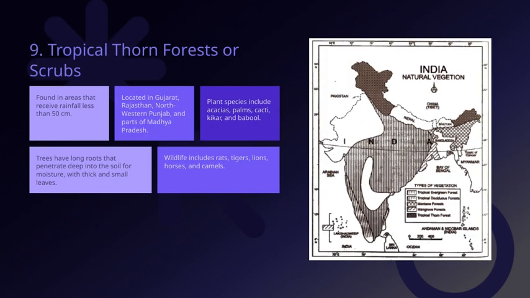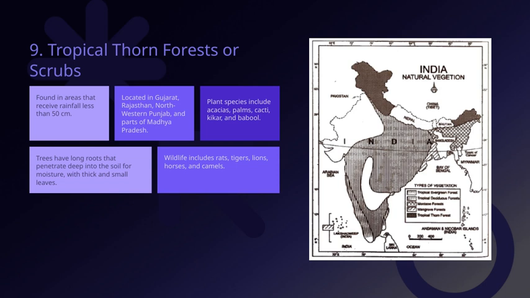Tropical thorn forests or scrubs are found in areas that receive less than 50 centimeters of rainfall annually, so they are quite dry. These regions are mainly located in Gujarat, Rajasthan, northwestern Punjab, and parts of Madhya Pradesh. Because of the limited rainfall, the trees here have adapted by developing long roots that penetrate deep into the soil to access moisture. You'll also notice that their leaves are typically thick and small, which helps reduce water loss.